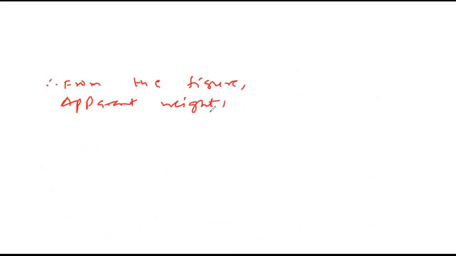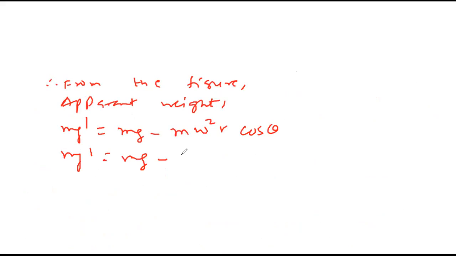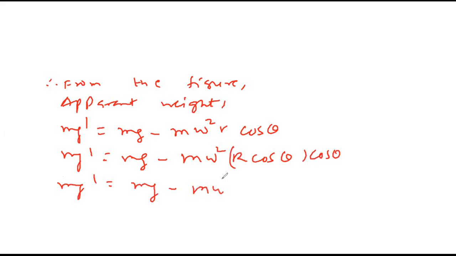Therefore, from the figure, apparent weight, mg dash equals mg minus m omega square r cos theta. So mg dash equals mg minus m omega square, small r is R cos theta, into cos theta. So mg dash is mg minus m omega square R cos square theta.